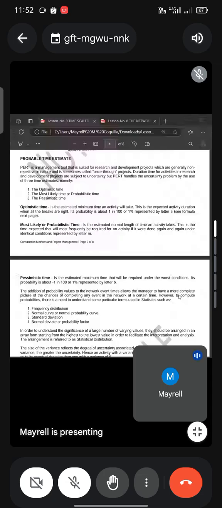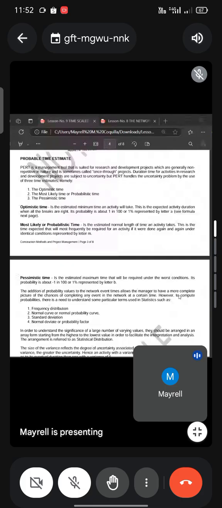Optimistic time is the estimated minimum time an activity will take. This is the expected activity duration when all the breaks are right. Its probability is about 1 in 100 or 1%, represented by letter A in the formula. So later, on the next page, we have some formulas. May gamay nga formula for solve dire.